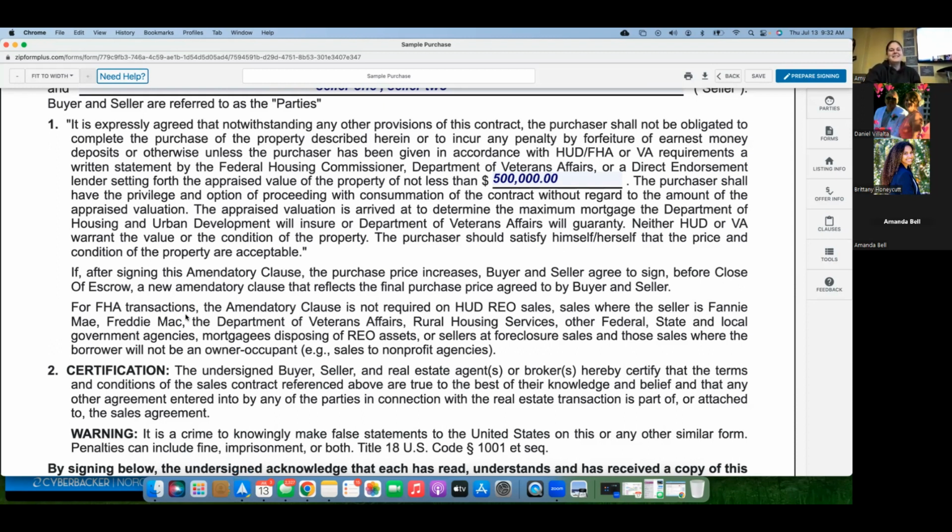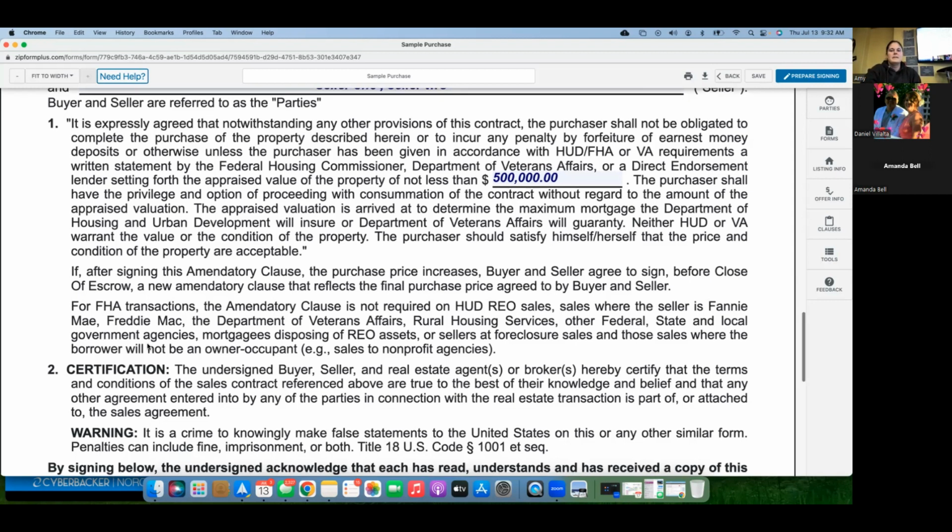Sales where the seller is Fannie Mae, Freddie Mac, or the Department of Veteran Affairs, Rural Housing Service, or other federal, state, or local government agencies. Mortgagees disposing of REO assets. So anytime it's a bank-owned property, you don't need this form. Sellers at foreclosure sales, and those sales where the borrower will not be an owner occupant, right? So sales to nonprofit agencies. Okay, it all falls in there. So basically, if it's a bank-owned property, this form isn't required.